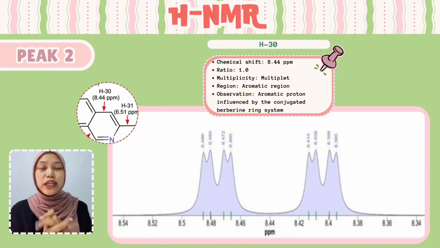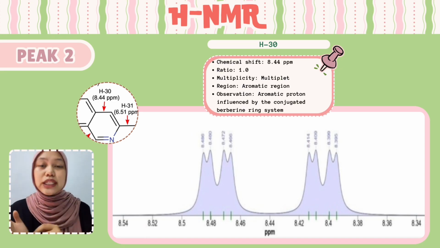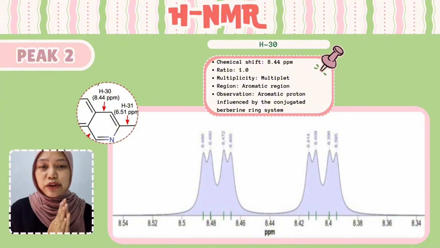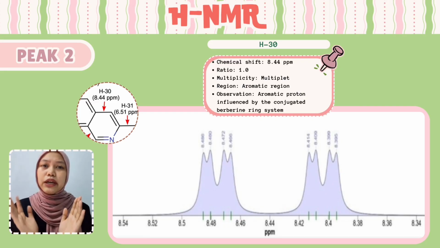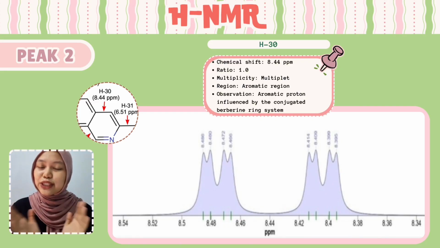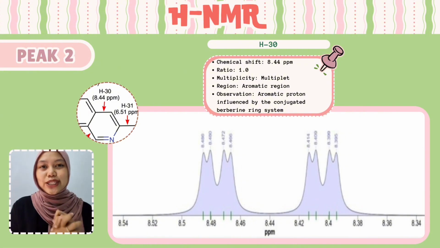We move on to peak 2. The next signal appears at 8.44 ppm, which is assigned to hydrogen 30. This signal has a ratio of 1 and appears as a multiplet. The position of this peak places it within the aromatic region. It appears relatively downfield because the proton is affected by the conjugated aromatic system and the electron-withdrawing effect from the nitrogen-containing ring. The multiplet pattern suggests that hydrogen 30 experiences coupling with several neighboring non-equivalent aromatic protons.